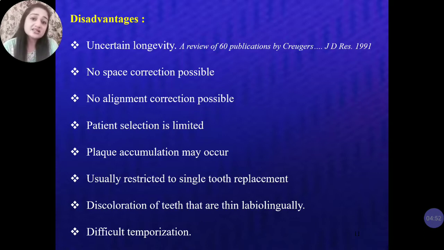It is only restricted to a single missing tooth or maximum 2 teeth, and that too when conditions are favorable, when the occlusal clearance height is good. Then discoloration of teeth happens, and in resin bonded fixed partial dentures, temporization is one of the most challenging things, or we cannot give temporaries in this case.